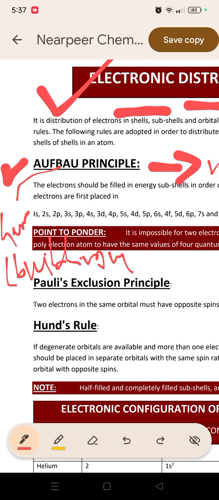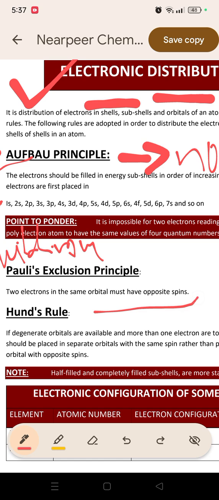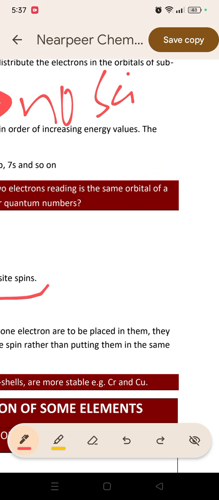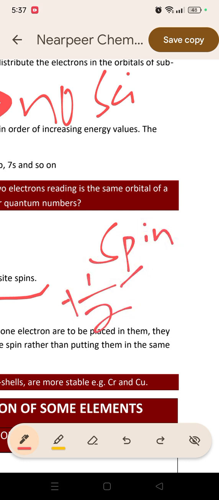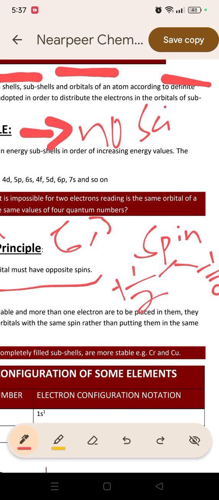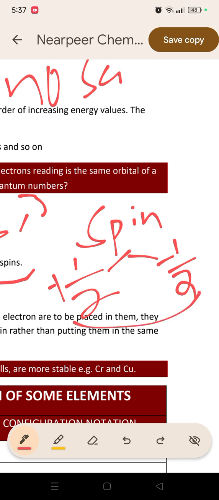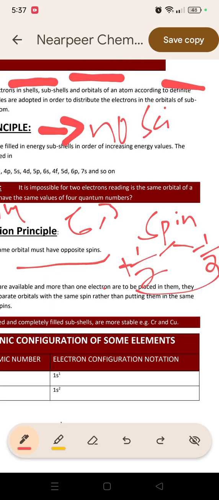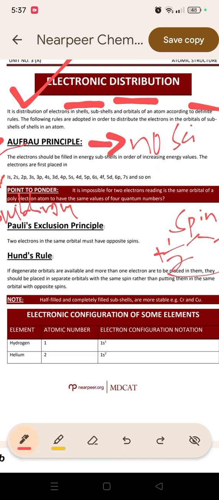Pauli's exclusion principle says two electrons in the same orbital must have opposite spin. They said that the spin cannot be the same. If I take two electrons, they may have the same set of quantum numbers, but they need to have different spin. How? Because in spin we have plus 1 upon 2 and minus 1 upon 2. So whatever the other quantum numbers are, you need to make sure that the spin is different. Sometimes it will be plus 1 upon 2, sometimes minus 1 upon 2.